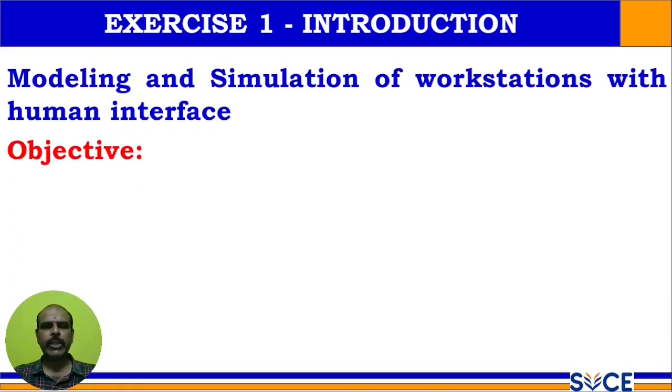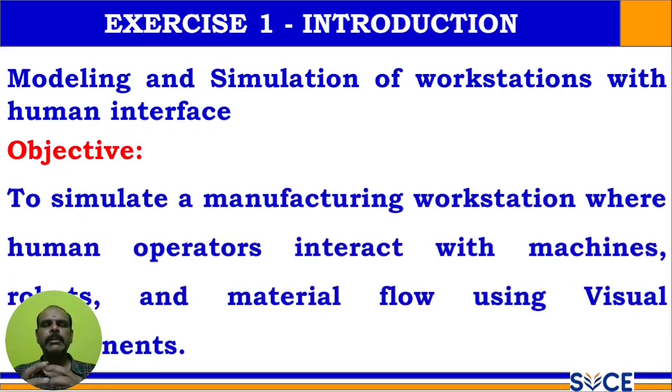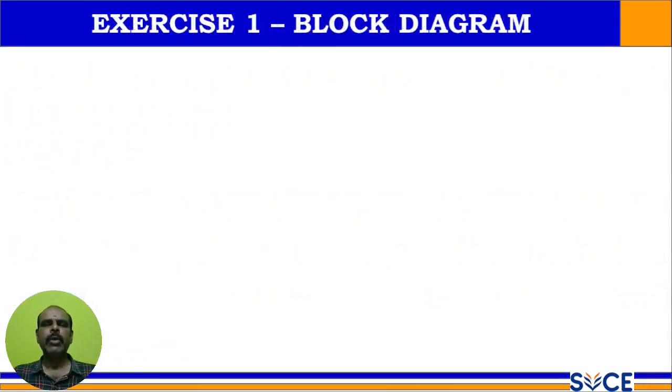The main objective here is to simulate a manufacturing workstation where a human operator, to be precise, not plural, an operator, will interact with the machines, robots and material flow using Visual Components. How do you do it? On a very simple case. Let us understand the block diagram first, because that gives you a very good understanding of how to kickstart the process.